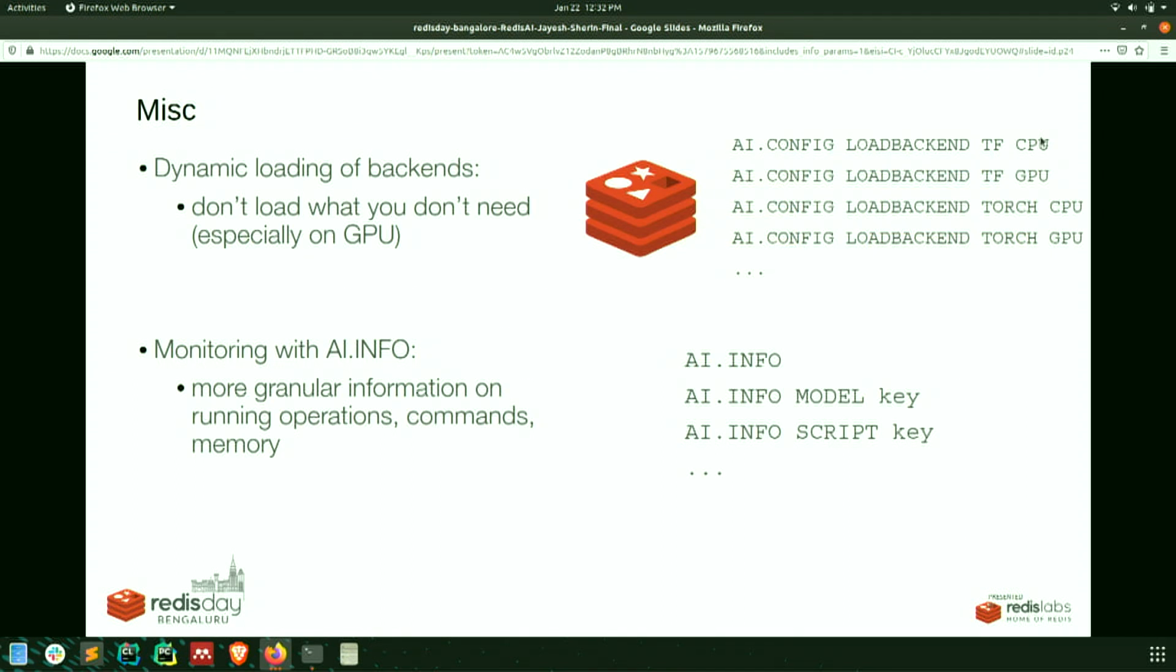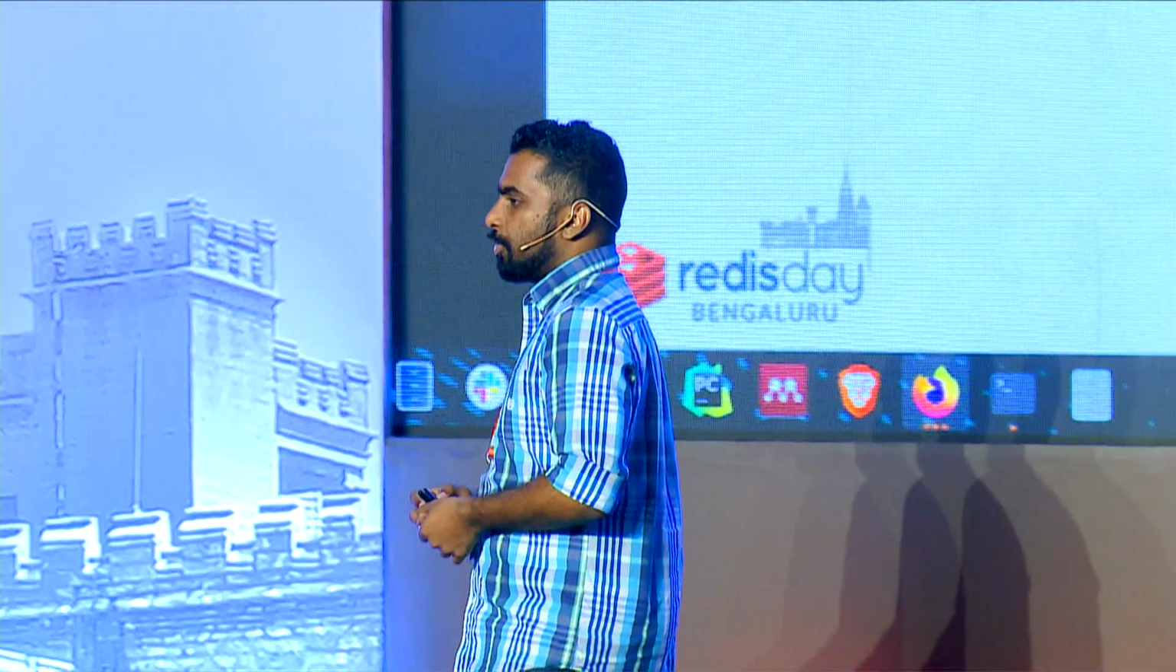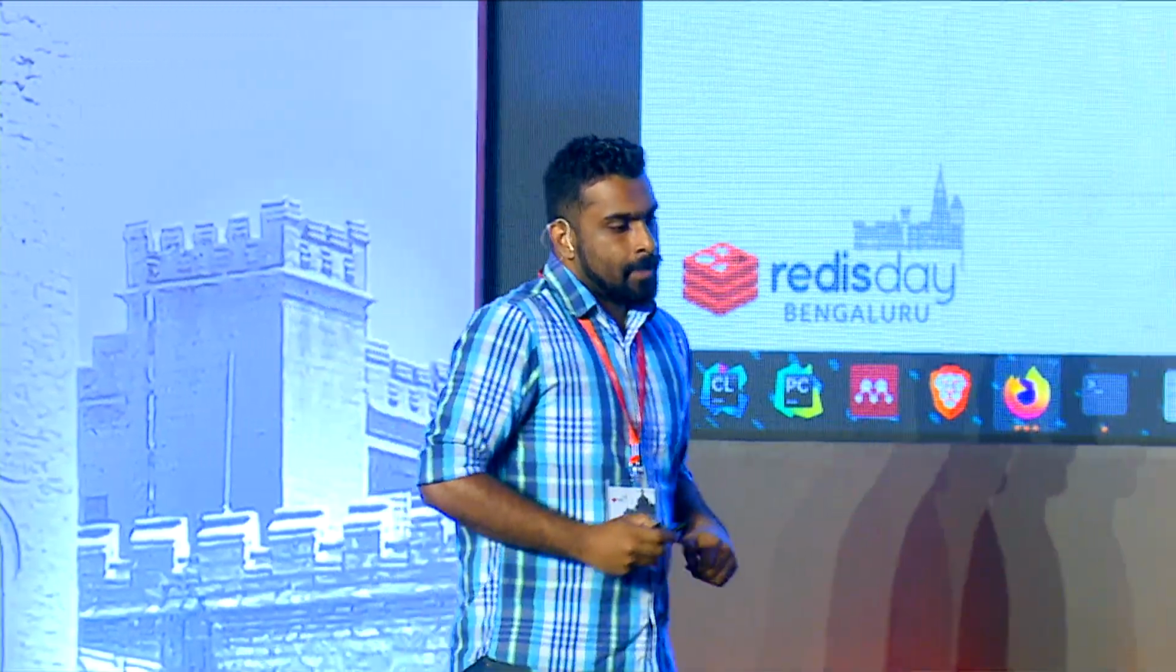Miscellaneous, dynamic loading of backends. If you have only a TensorFlow model, you don't have to load the PyTorch backend. Or if you have only a PyTorch model, you don't have to load the ONNX backend. But if you have multiple backends, you can load them together as well. Monitoring with AI.info, you can connect it to Grafana or another monitoring tool. AI.info will get you the information from RedisAI.